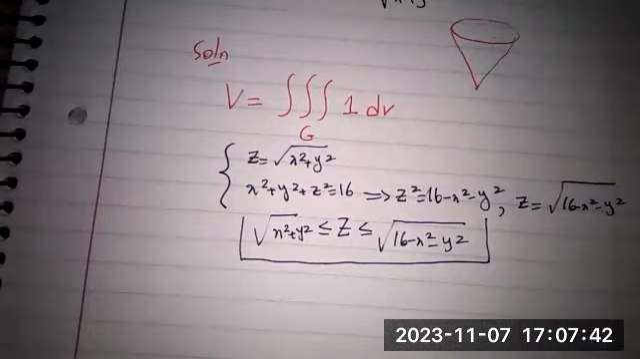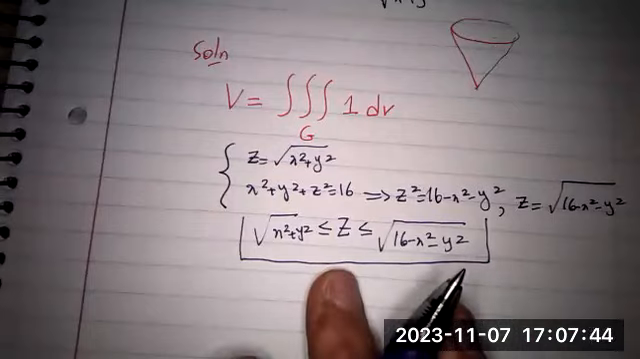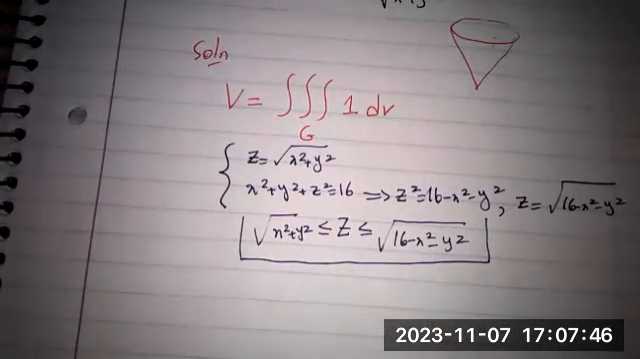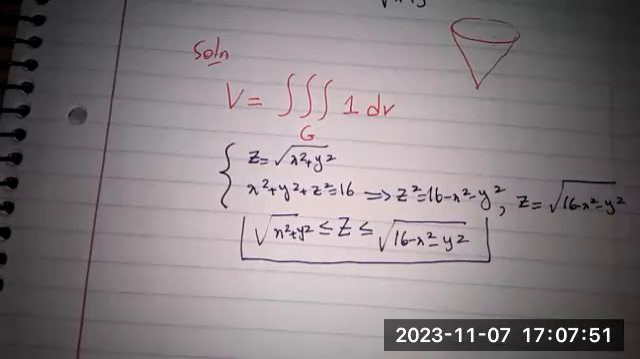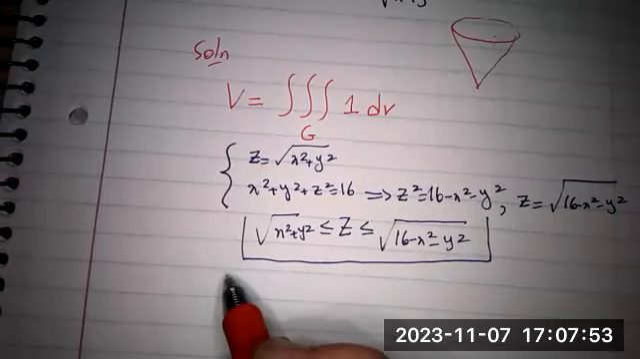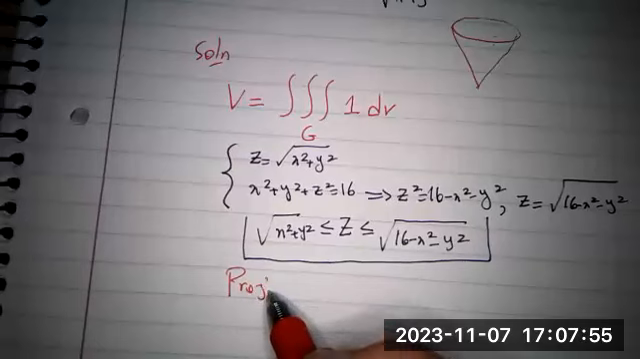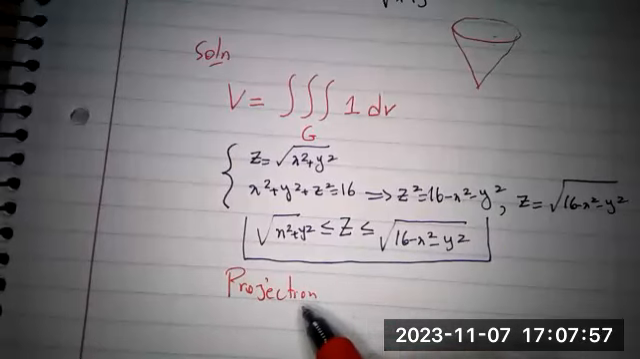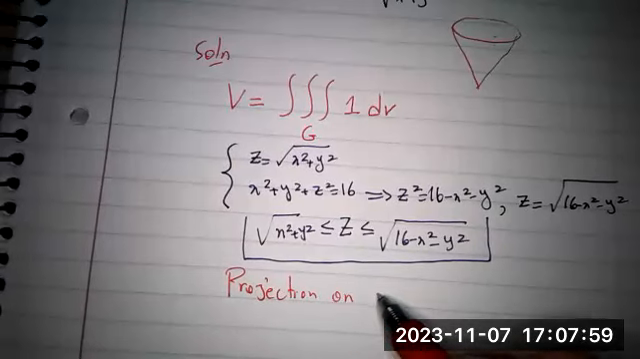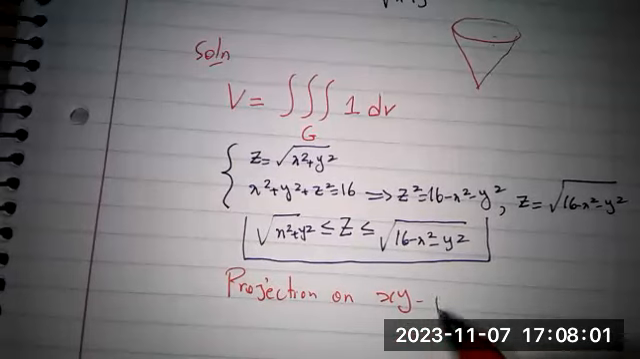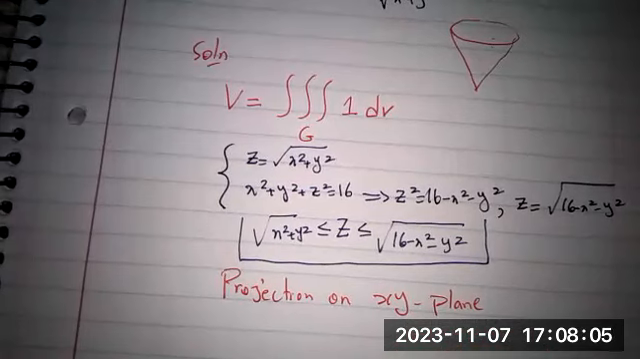Now to get the x and the y, you have to project this region into two-dimensional to find out what's going to be the range of these numbers. So the projection onto the XY plane. I've given this one several times on the test.